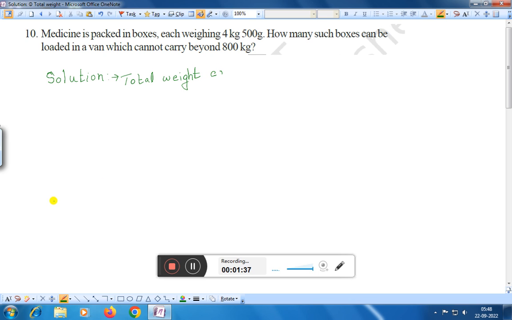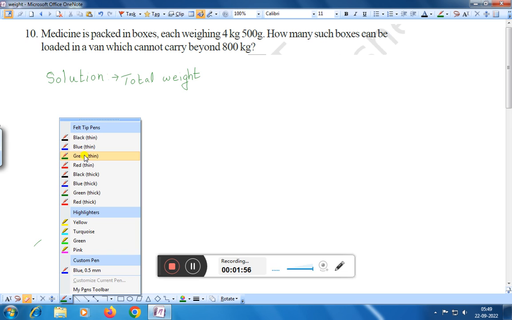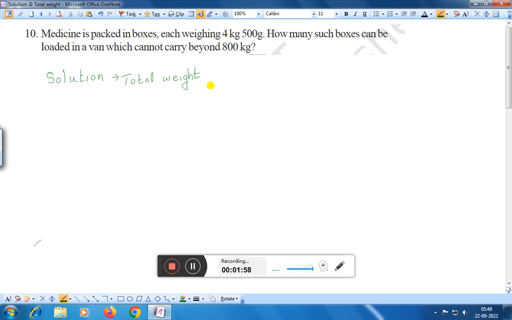Total weight the van can carry is equal to how many? 800 kg.